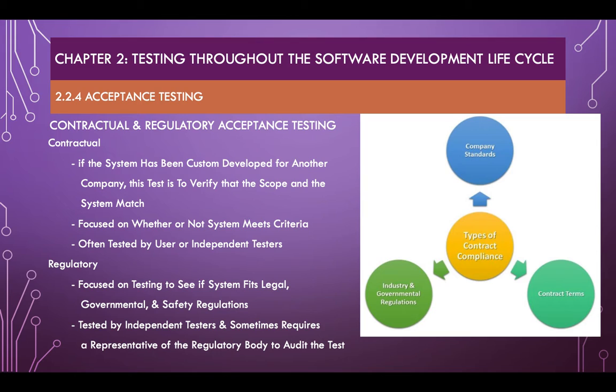Contractual and regulatory acceptance testing. Contractual is if the system has been developed for another company. This test is to verify that the scope and the system match, meaning, is this exactly what you had asked for? Focus on whether or not the system meets the criteria and is often tested by user or independent testers. A regulatory is focused on testing to see if its system fits legal, governmental, and safety regulations. This is tested by independent testers and sometimes requires a representative of a regulatory body to audit the test.